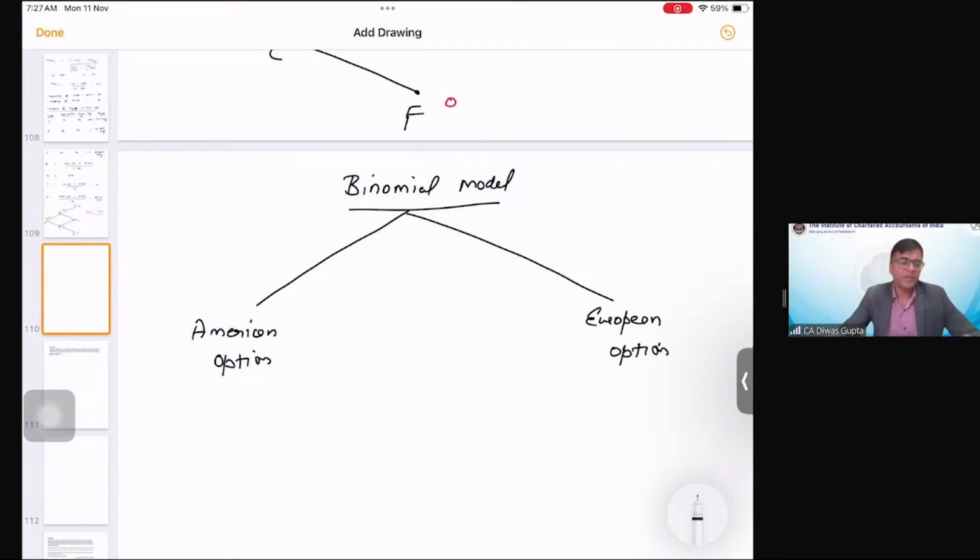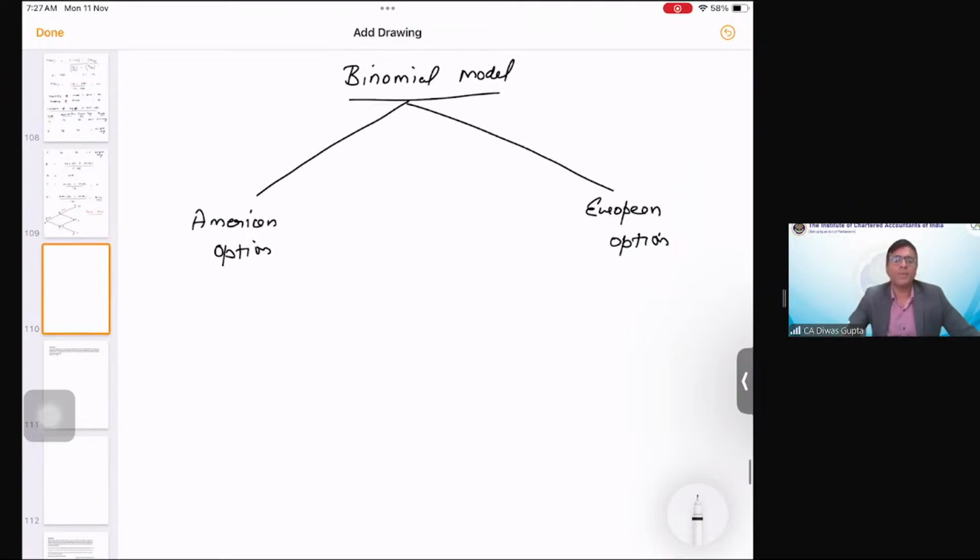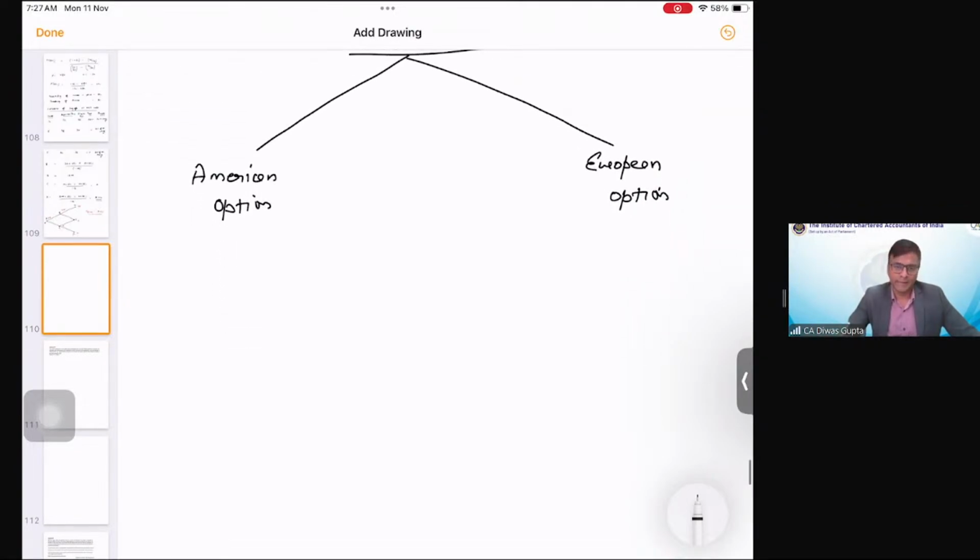Perfect. Yes. So American options give you an option to exercise the option up to an expiry date. So anytime you feel the option is exercisable, the option is favorable to you, you can exercise it. But the European option can only be exercised at a given point of time. So this binomial model is actually useful for calculating the value of an option in both the circumstances.